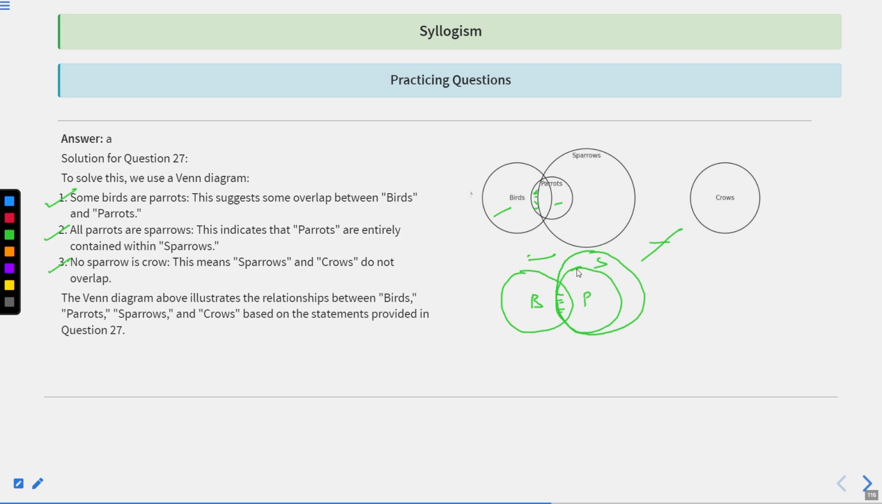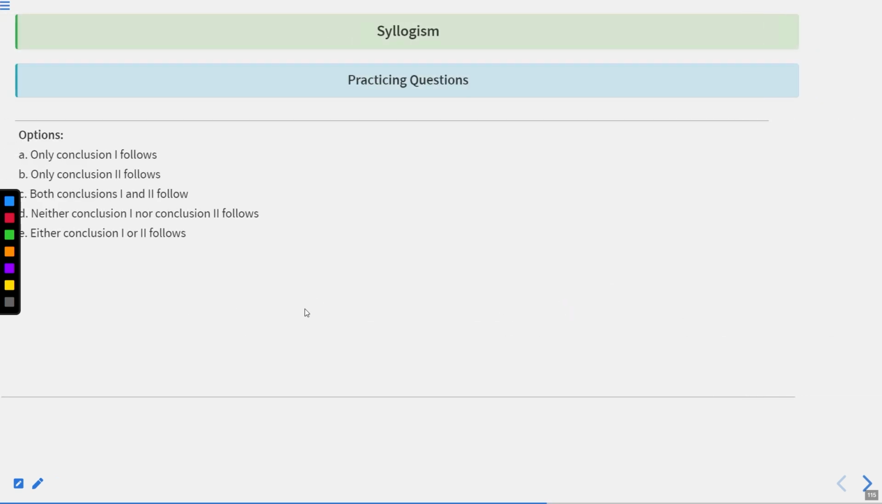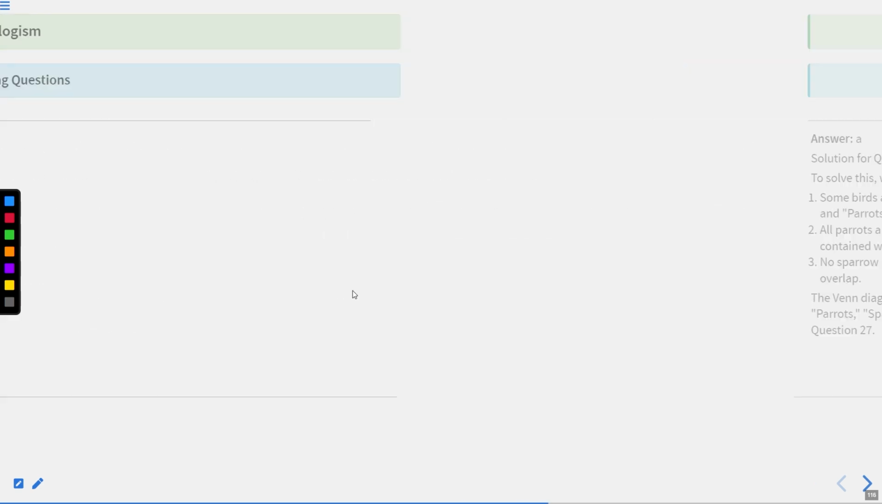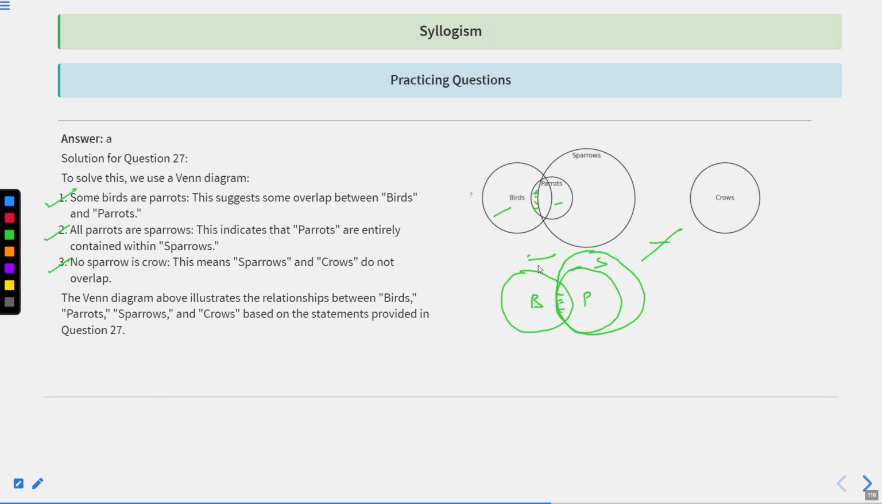Some birds which are parrots are sparrows. If we are talking about sparrows, we cannot say there is a direct relation between sparrows and birds because it is through parrots only. And the second statement says some sparrows are not birds. Some sparrows are not birds. There is no direct relation between sparrows and birds in this particular question, my dear students.